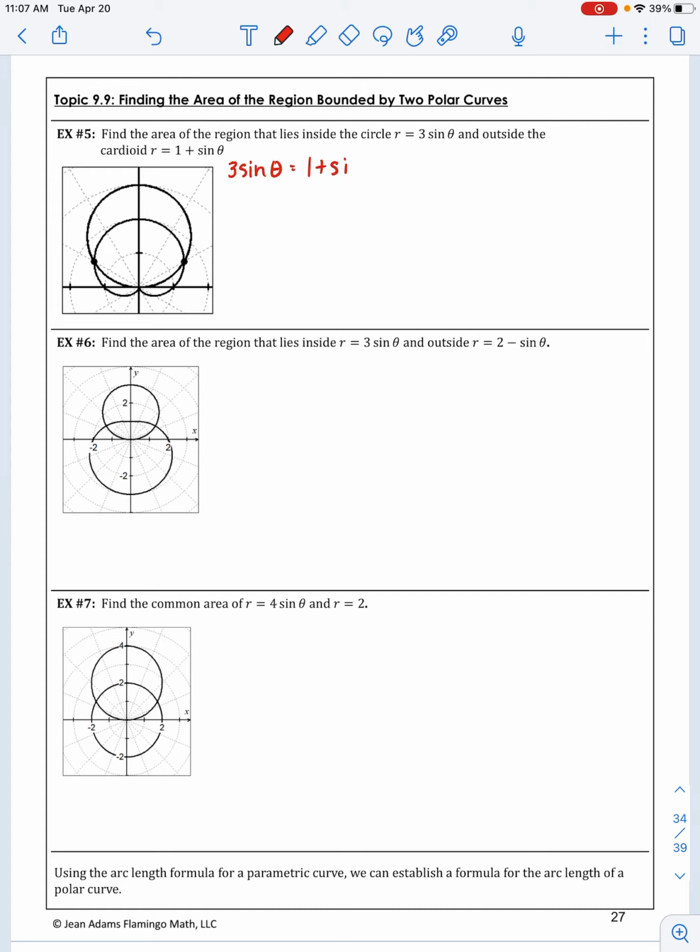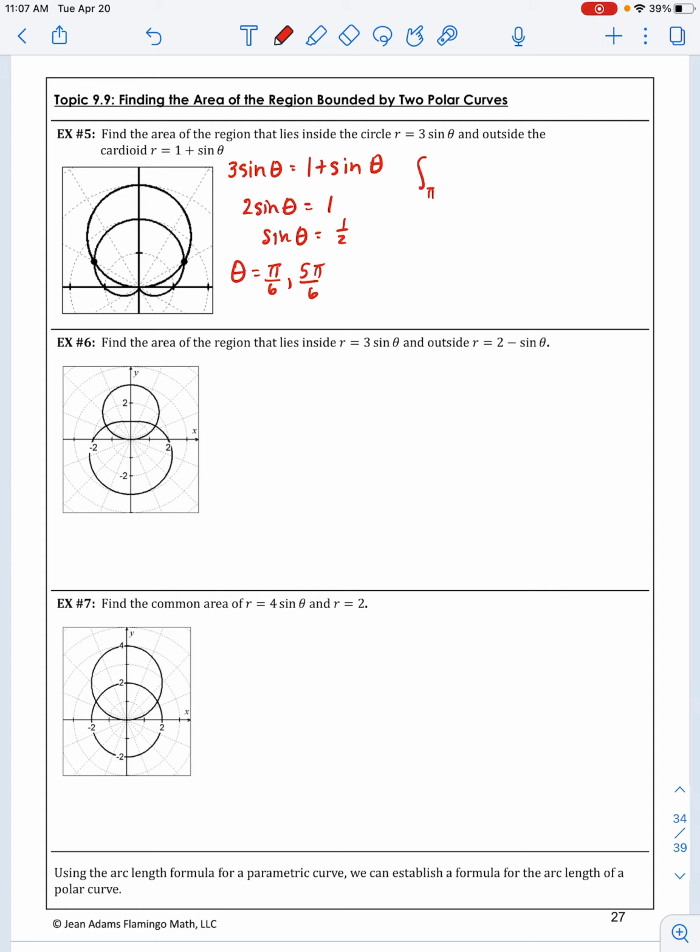So we're going to set our 3 sine theta equal to our 1 plus sine theta. And if I subtract sine theta from both sides, I get 2 sine theta is equal to 1. Divide by 2 on both sides, sine theta equals 1/2. So I need to find for what theta is my sine 1/2. That happens in the first and second quadrants, and that would be at pi over 6 and at 5 pi over 6.